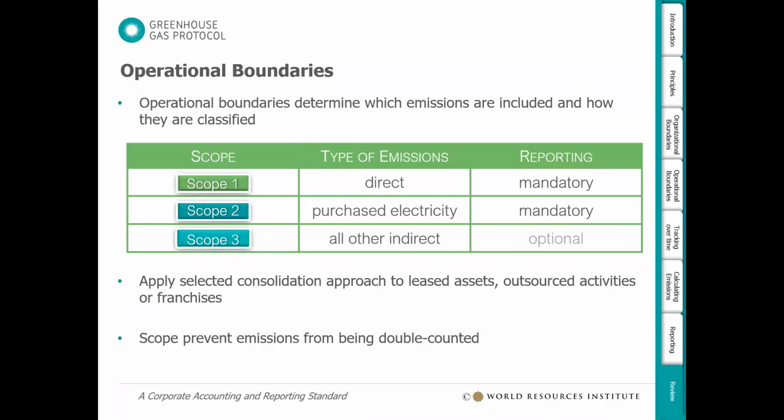The second crucial step in designing an inventory is setting operational boundaries, which classify emission sources by whether or not they are controlled and or owned by the reporting company or by a third party, and therefore whether they should be included in an inventory. As we've seen, setting operational boundaries is useful because they help reduce the risk of double counting emissions. They provide more useful information to stakeholders, and they allow for more effective management of various GHG risks and opportunities that exist along the value chain.